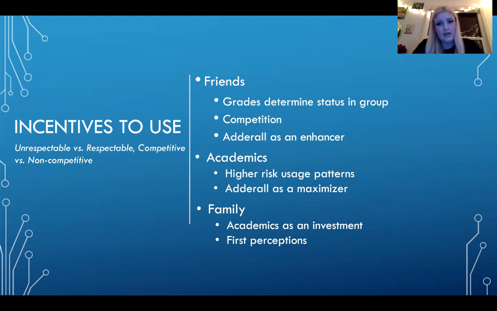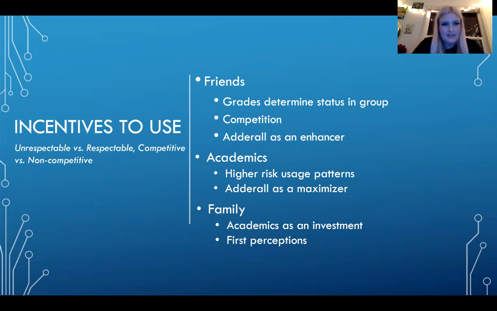Higher risk usage patterns were most strongly associated with this category as well, which meant students using stimulants for classwork were using these drugs in higher amounts more frequently.